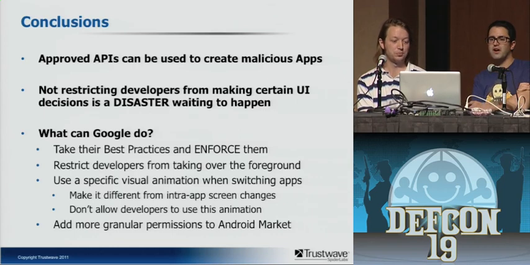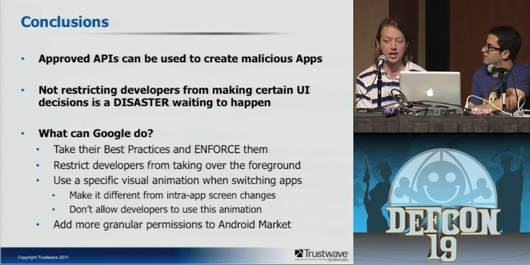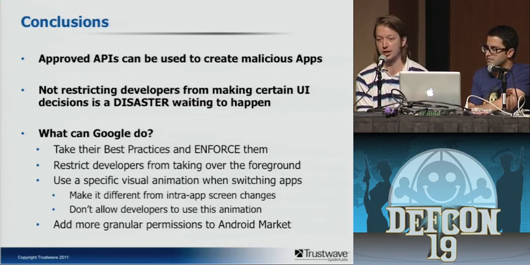So some conclusions here that we can talk through. Really, approved APIs can be used to create malicious apps, and that's basically what we did here. This is specifically a design flaw where these APIs are not restricted in this type of use. And Google really has to change that, because not restricting developers from doing whatever they want to is a disaster waiting to happen. iOS doesn't suffer from this because you can't monitor what app is running, and you can't put something in front of the user without their direct intervention. And they have different animations for switching between different apps versus switching between views in the same app. Those are the three key differences that allow this.